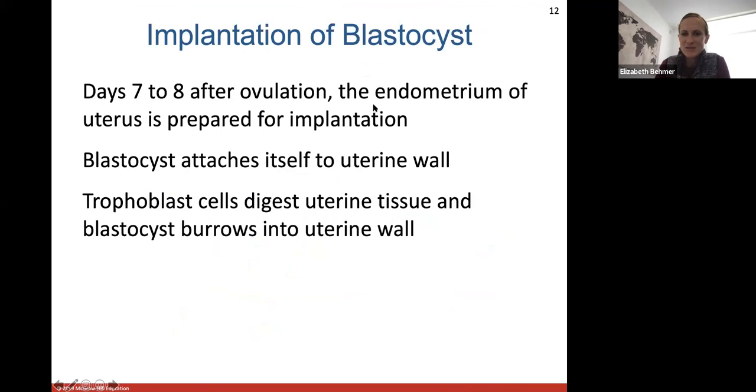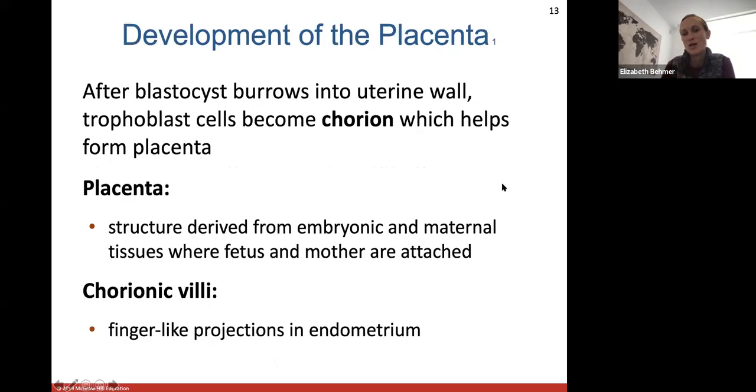Implantation involves the blastocyst attaching itself to the uterine wall and then burrowing into it. The trophoblast cells will digest the uterine tissue so that the blastocyst can make a hole within the uterine wall. After the blastocyst burrows into the wall of the uterus, the trophoblast cells become the chorion, which will go on to help form the placenta.